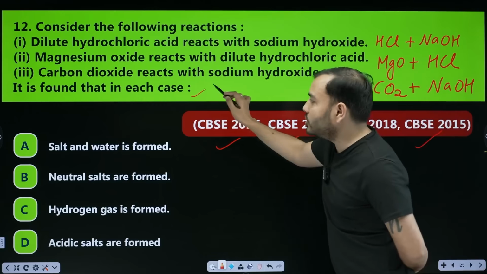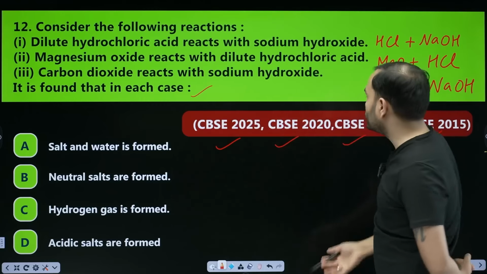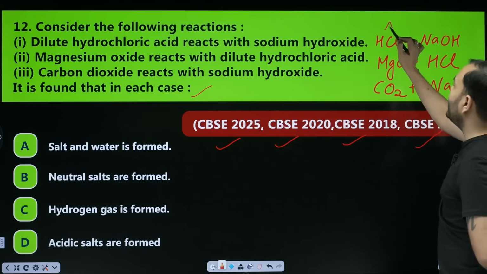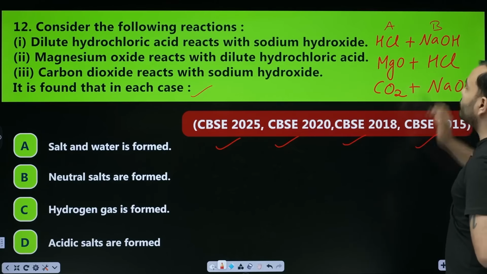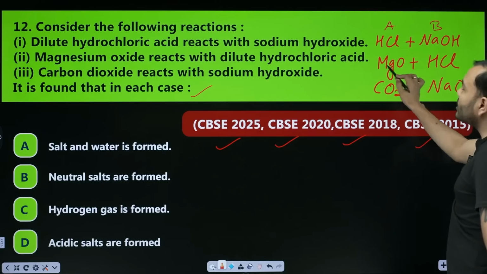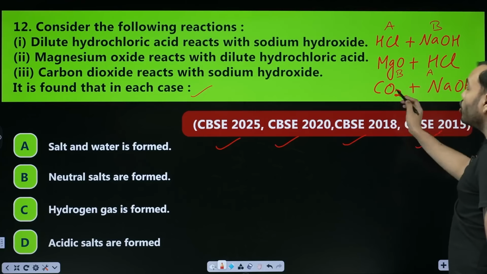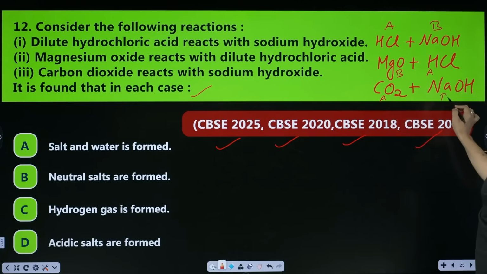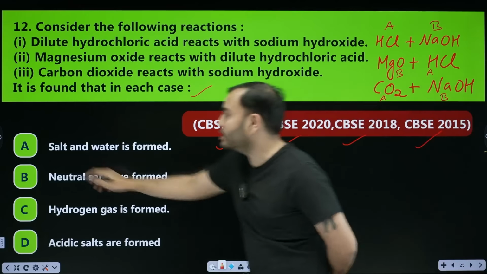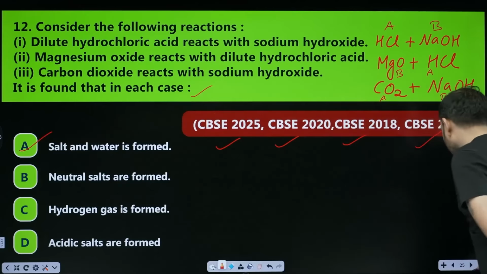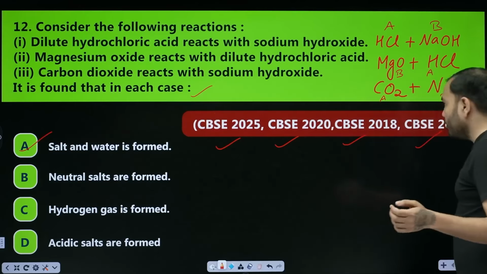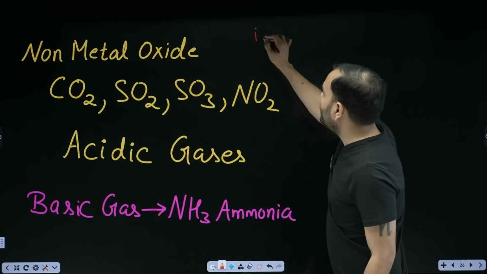It is found that in each case, what did we find? Just think about it comfortably. What is HCl? Acid. What is NaOH? Base, giving salt and water. What is the oxide of a metal? Basic. What is in front? Acid, giving salt and water. What is the oxide of a non-metal? Acidic. What is in front of it? Base, giving salt and water. There is an important thing I am informing you, you have to remember this.